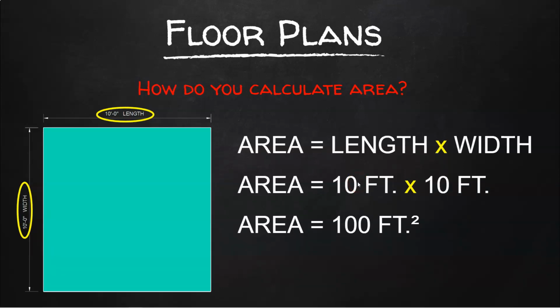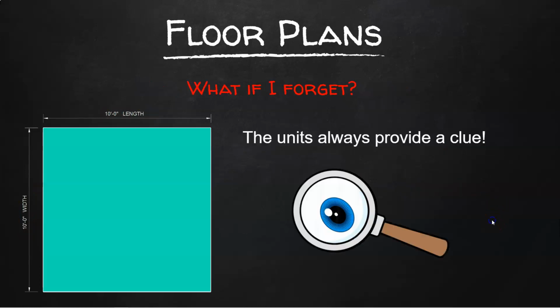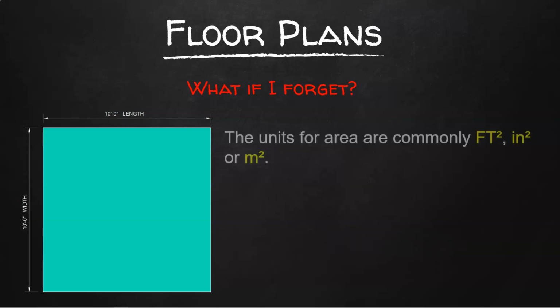What if you can't remember the formula? Units always provide a clue. It doesn't really matter which units you're working with. It could be area, it could be volume. There's always a clue if you know the unit. So if you know that your area is feet squared, but you can't remember the formula, there is a clue to be found in just the units. So the units for area are commonly feet squared, inches squared, or meters squared.